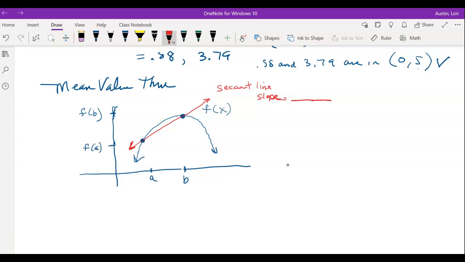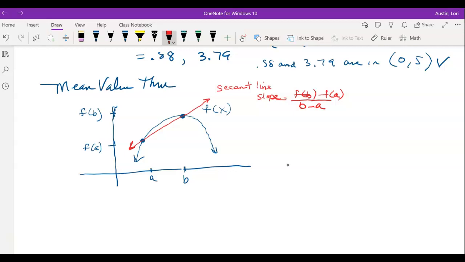How do you find the slope of the secant line, based on what I have on the board? It's change in y over change in x. So what's the slope of the secant line? f of b minus f of a over b minus a. That's just the basic formula for slope.